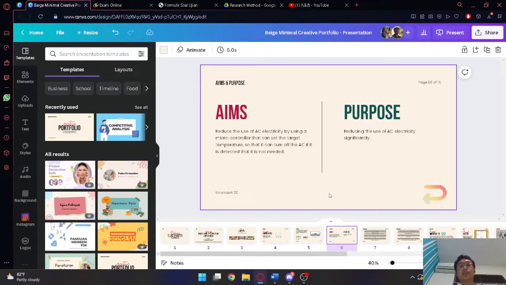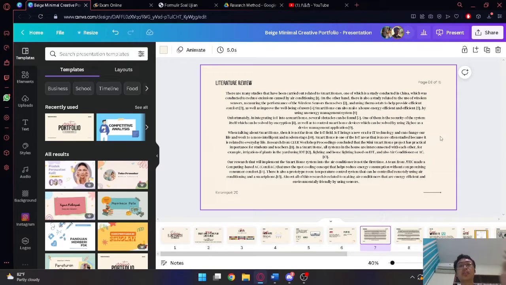The next one I'm going to explain is the aims and purpose of this project. What we aim to do is to reduce the use of AC electricity by using a microcontroller that can set the target temperature so that it can turn off the AC if it is detected that it is not needed. The purpose of this project is obviously to reduce the use of AC electricity significantly.